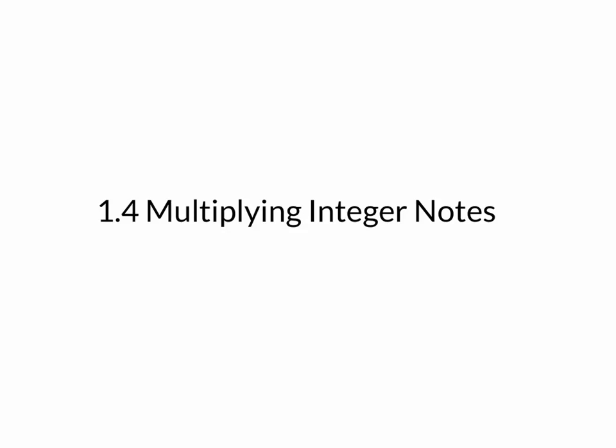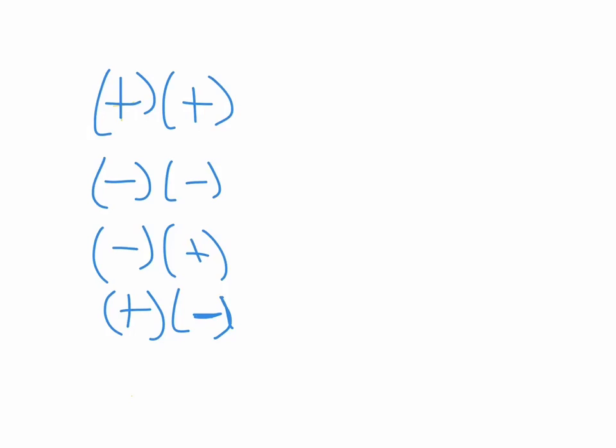Alright, so today we're going to talk about multiplying integers and taking... Okay, so if it's a positive times a positive, so like 5 times 4, you're going to end up with a positive. If it's a negative times a negative, so negative 1 times a negative 2, you're going to end up with also a positive. And then if it's a negative times a positive, it's a negative. If it's a positive times a negative, it's a negative.